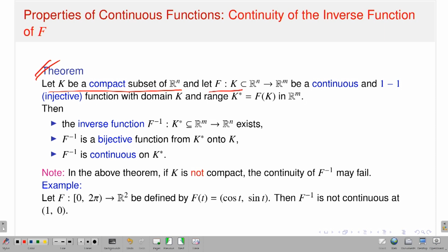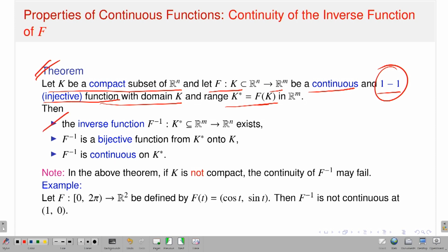Let capital F be defined on a compact set, a subset of Rn, to Rm, which is continuous as well as 1-1, or injective. Injective means that the inverse exists on the domain D. And if I define the range K star, which is nothing but the image set, capital F acting on K in Rm, then the following conclusions are true.